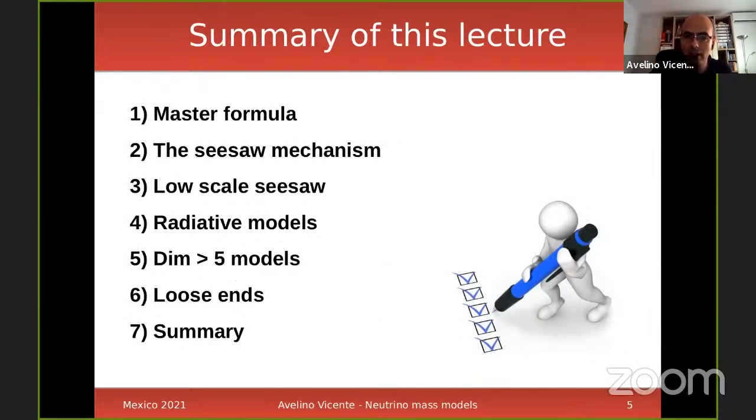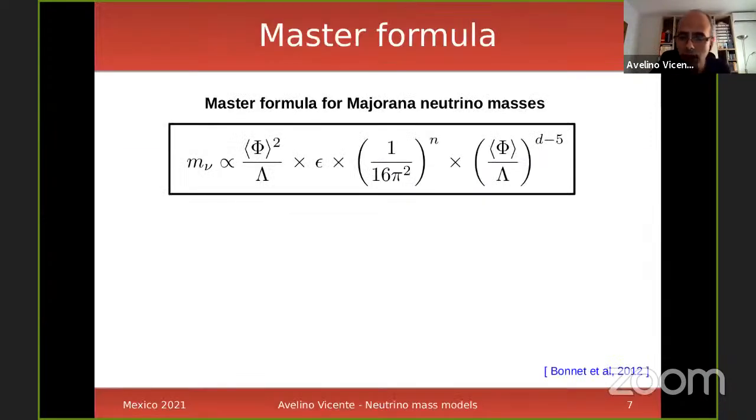So this is the summary of the lecture. I will begin with something that I call the master formula, a formula that gives you an idea of what type of Majorana mass models we can have. Then I will discuss the seesaw mechanism, which is the most popular model for neutrino masses. Then I will discuss several variations or different ideas, like low-scale seesaws, radiative models, and models with dimension larger than 5 operators. Then, if I have time, I will discuss some loose ends, some additional comments, and I will conclude with a summary.